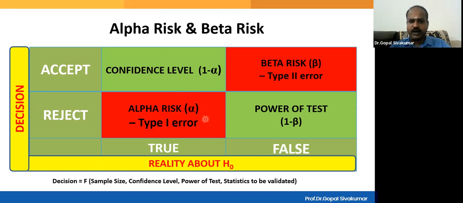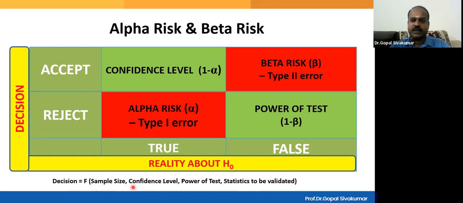So alpha risk is very important. Alpha risk in hypothesis testing is also known as level of significance. If the level of significance is 5%, you can immediately understand your company wants 95% confidence level from your experimental study. And as I already explained, always the decision on any hypothesis testing is a function of sample size, confidence level, power of test, and statistics to be validated. So these four are interconnected.